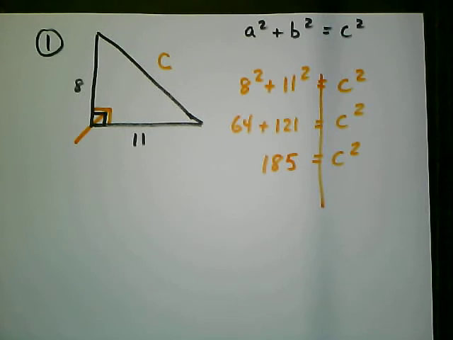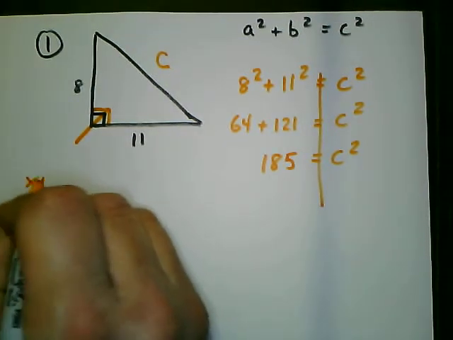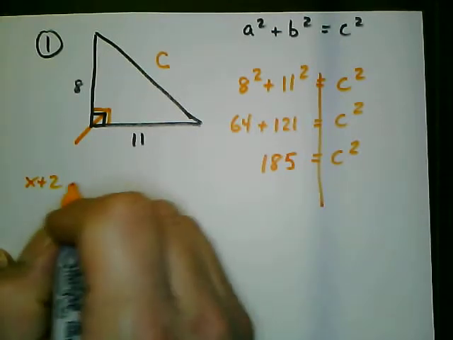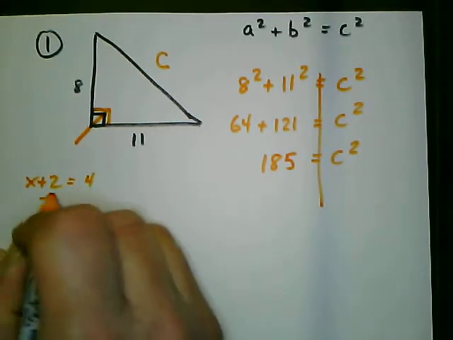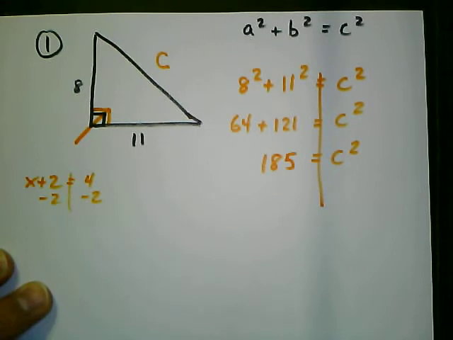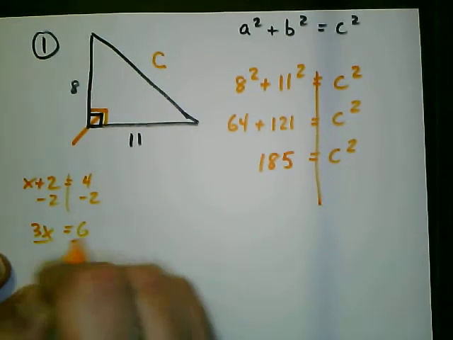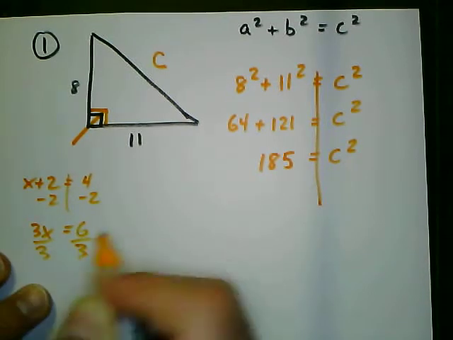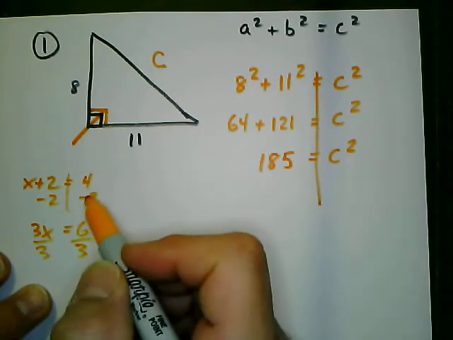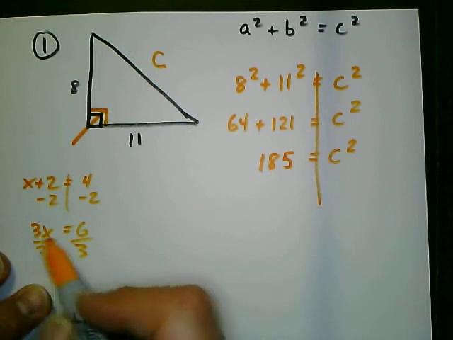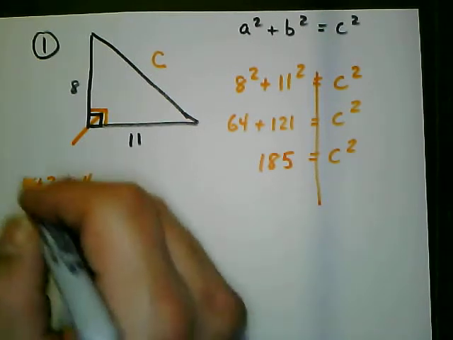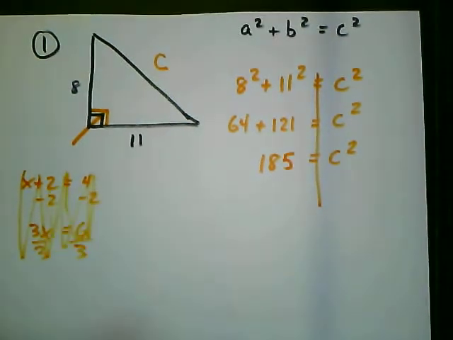Now, remember that if we had something added, we would always subtract it, right? And we'd subtract on both sides. Same thing if we had something multiplied, we would divide it. Same thing with subtraction, we'd add on both sides. Same thing with division, we'd multiply on both sides. Those are all opposite operations.